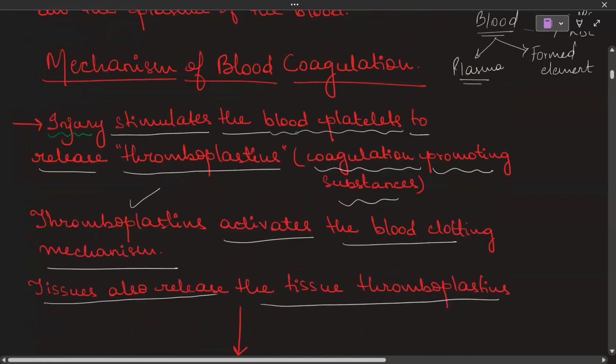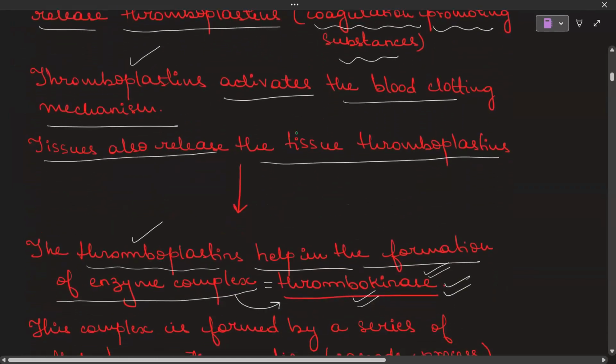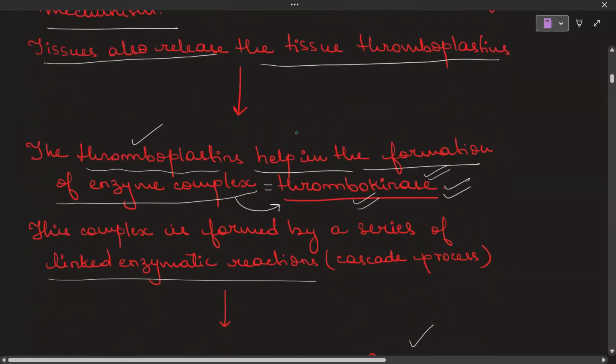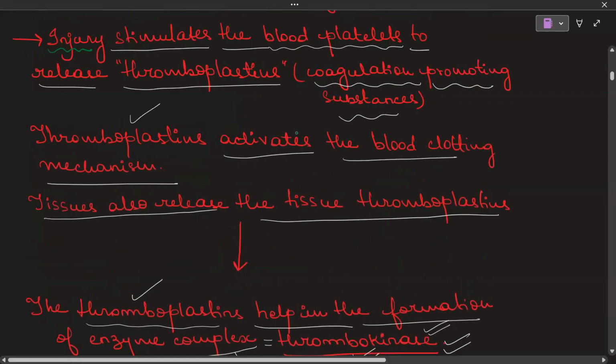The blood platelets release the thromboplastin. Apart from that, the tissues also release the tissue thromboplastin. Now, the blood thromboplastin has been released and the tissue thromboplastin has been released. Thromboplastin is a complex, sort of like when many components come together. And it will be released by both the blood platelets and the tissues.